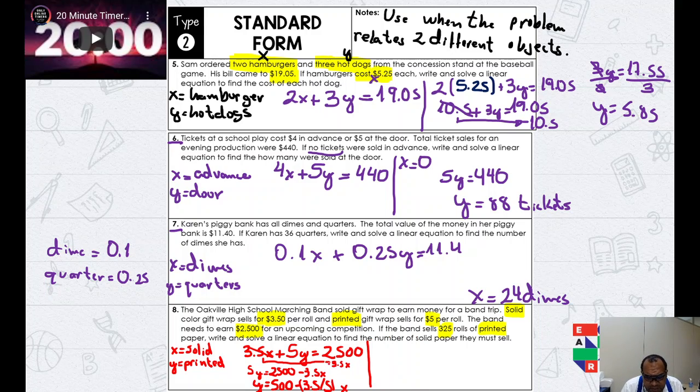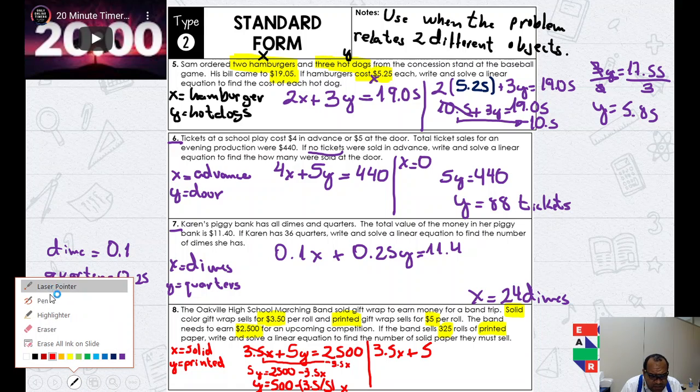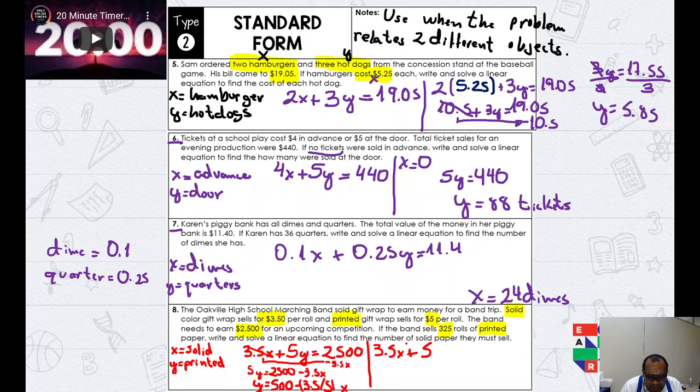Let's right now, guys, I want to know, here's my equation. If the band sells 325 of printed, who is printed, guys? Y. Printed is my y. Let's solve this then. Let's just rewrite the first one, the standard form. 3.5x plus 5 times what? Let me change the color to blue right now. 5 times what? 325 equals 2,500.